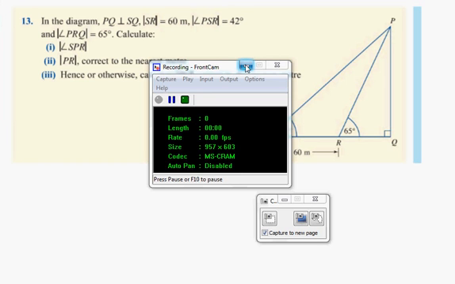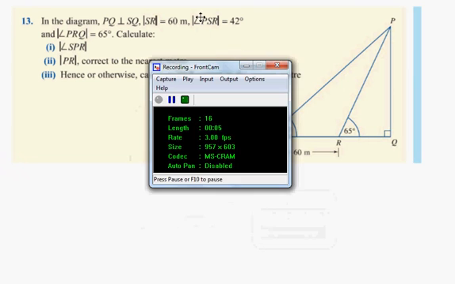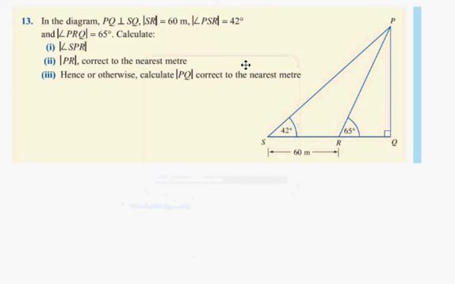Alright guys, now it's recording at 3 frames per second, which is perfect. The file won't be too big.